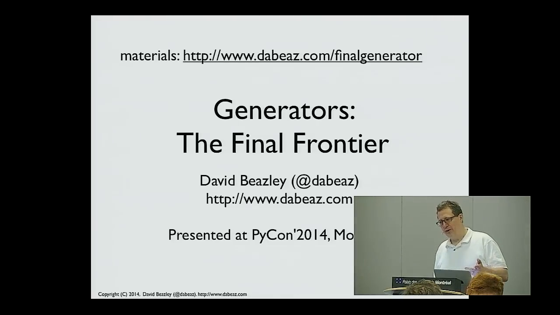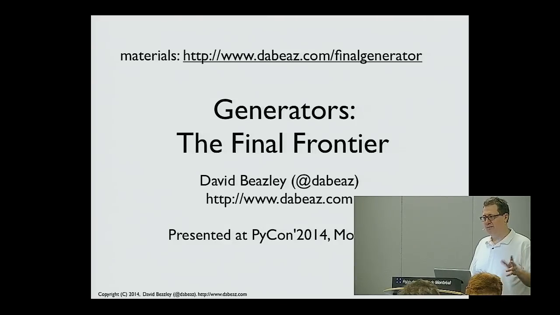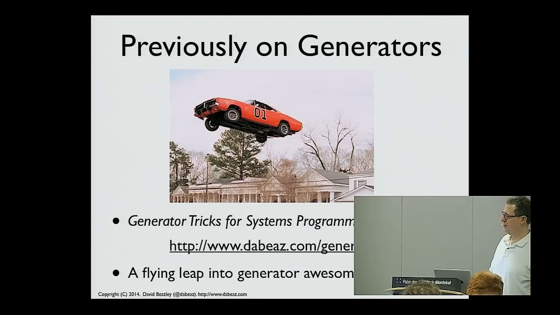This is probably the tutorial for you if you think the Star Wars movies start with Revenge of the Jedi or the third one there. This is actually the third part of a trilogy, so to speak. So I gave a generator tutorial, Generator Tricks for Systems Programmers, at PyCon 2008. It's something that's pretty widely known. You might have encountered that online somewhere. Basically, it was a leap into generator functions and what they're used for.